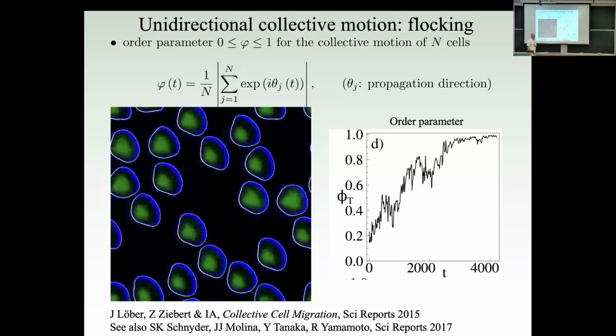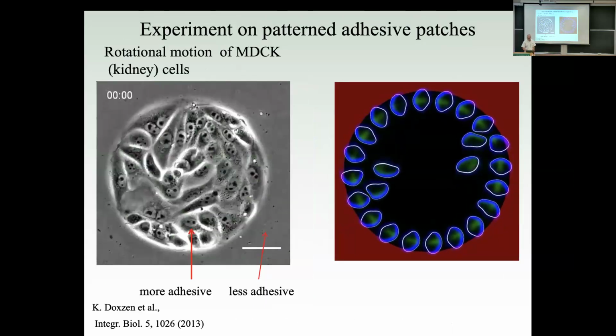It's adhesion density. Each cell is deformable, and here it's about 40 cells. We also have collective rotation.